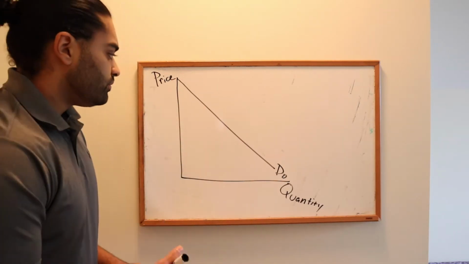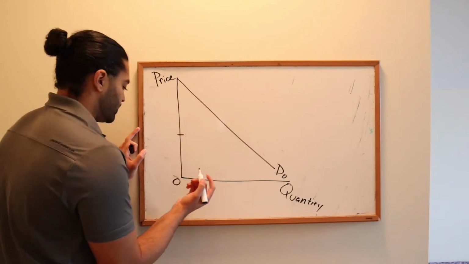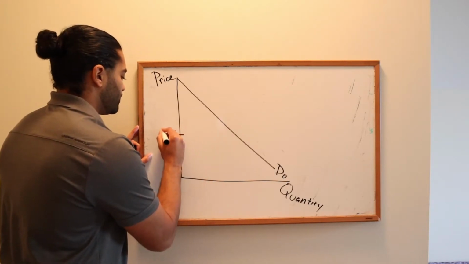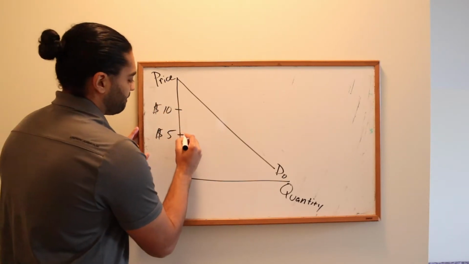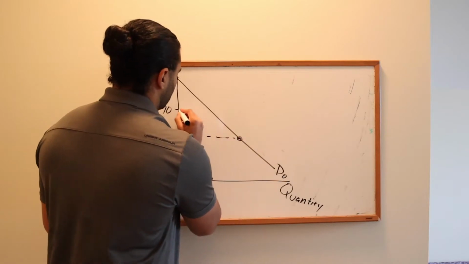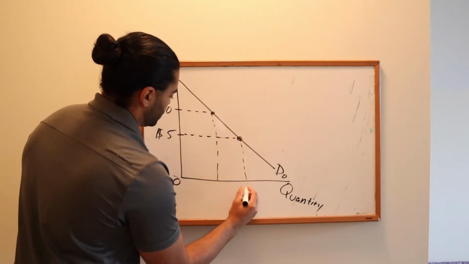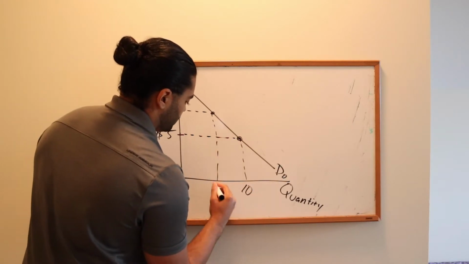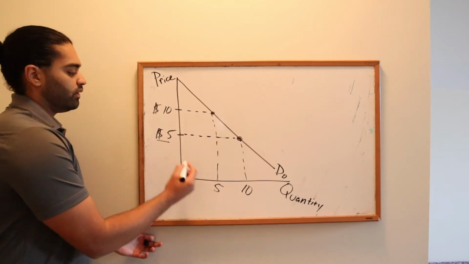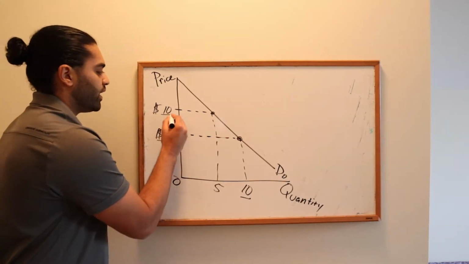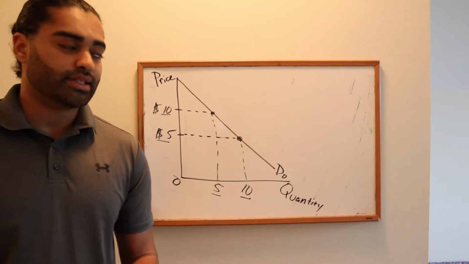Now, at each certain point, if we were to say the origin is 0, let's just say this is $5 and this is $10. And these are the quantities associated with them. Let's just say this is 10 and 5. So we see at a lower price, we want much more. At a higher price, we want much less. Again, we respond to prices.